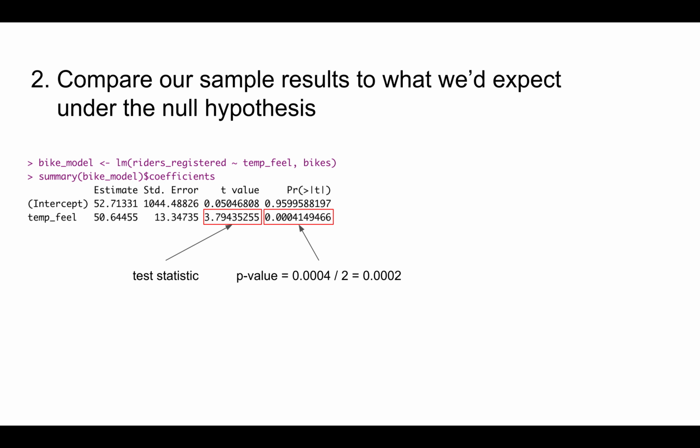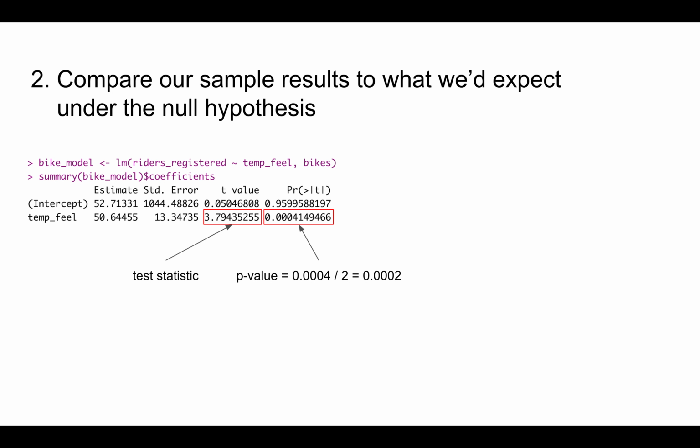Next, when divided by 2, the final column reports the p-value for our hypothesis test. This p-value is more accurate than the one that we approximated using the 68, 95, 99.7 rule. It indicates that if in fact there were no relationship between ridership and temperature, there's only a 0.0002 chance that we would have observed such a strong positive association of 50.64 between these two variables in our sample data.